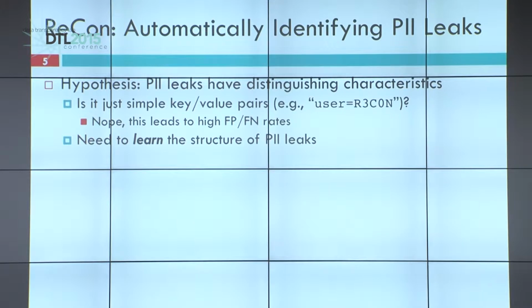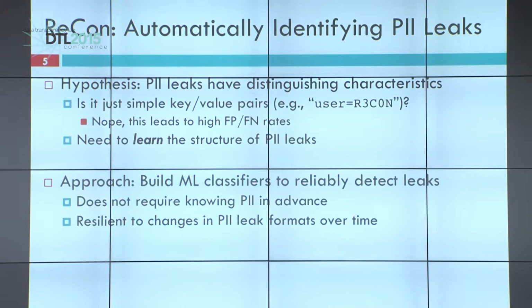What we found if you try to use this approach is that it's not terribly accurate, and that's because there's ambiguity in many cases. So for example, ID equals, well, ID might be your user ID, ID might be your device identifier, or it could be an ephemeral session identifier that has nothing to do with you. So instead, what we want to do is actually learn the structure of information contained in network flows that are associated with PII leaks. So that's our approach.